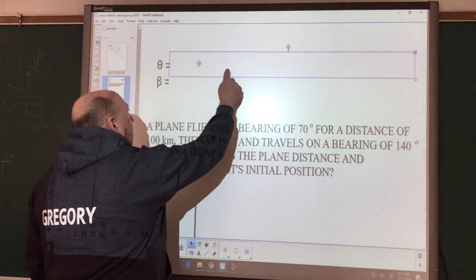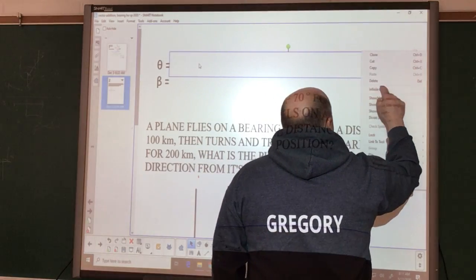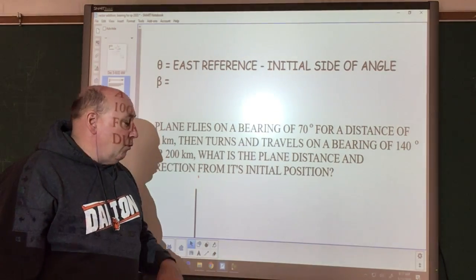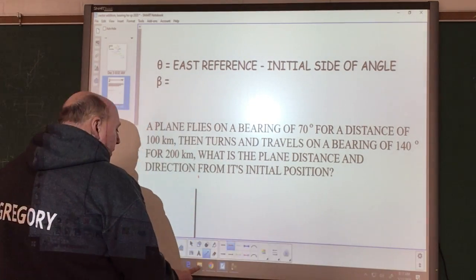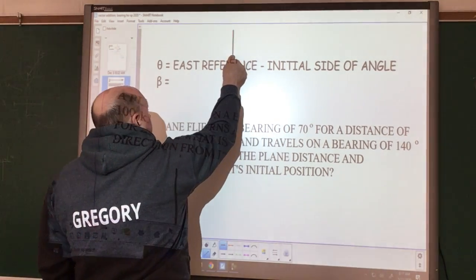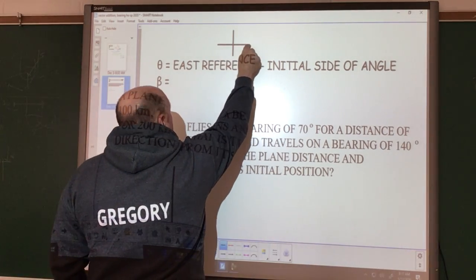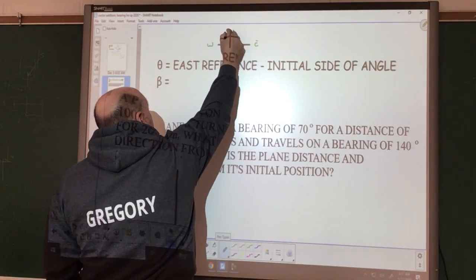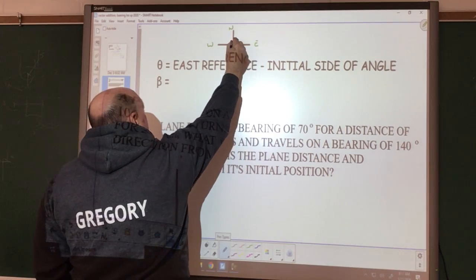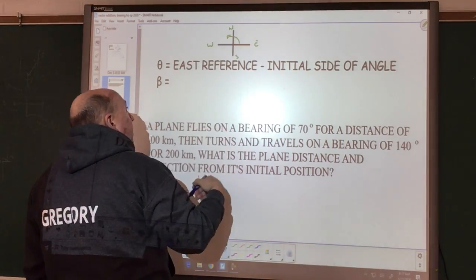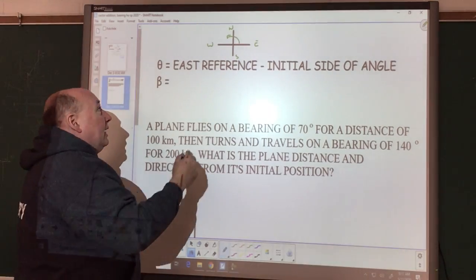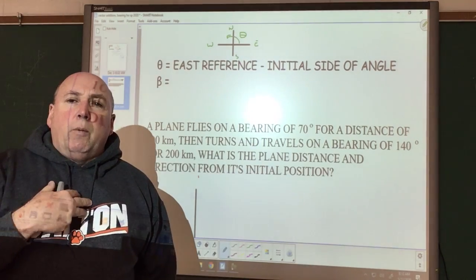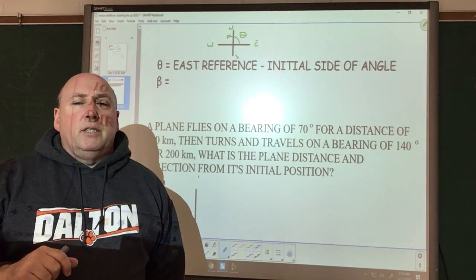Up until now, we have dealt with a theta value, which is an east reference. We have dealt with angles where I'm rotating in this direction. That is what I call theta and an east reference. And that's what we've been dealing with up to now. It's what your calculator is set up to deal with.